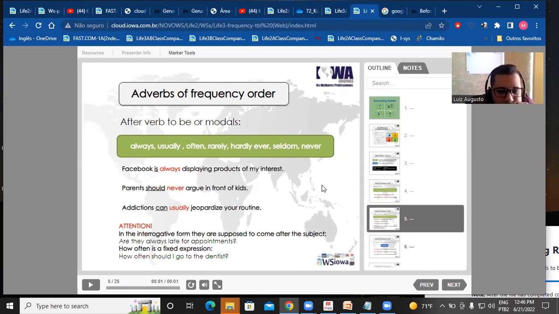How often is a fixed expression. Are they always late for appointments? Yeah, interrogative. We have this order. Are they always late? Are they always late for appointments? How often is a fixed expression. How often should I go to the dentist? How often is the question that we use to know the frequency that a person does something. You already know that.